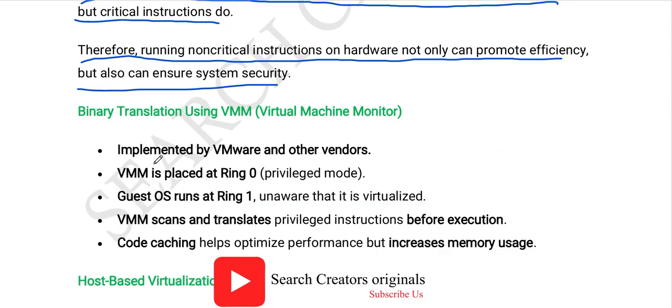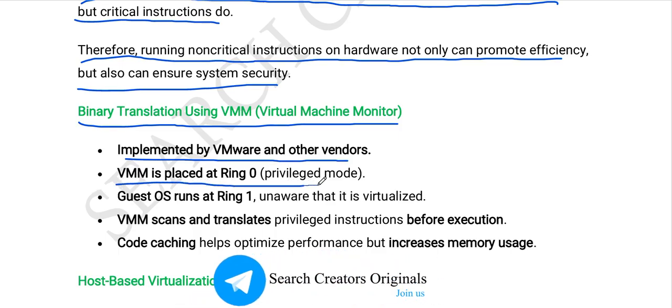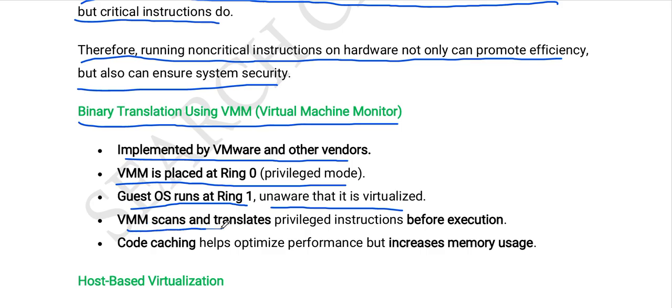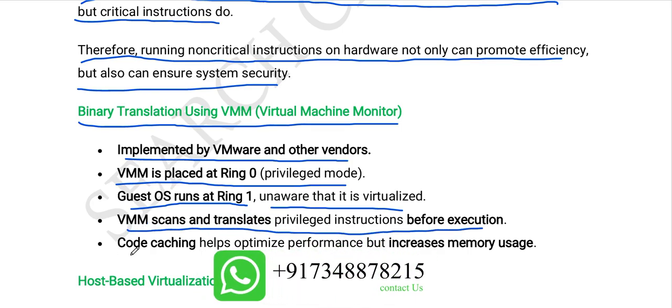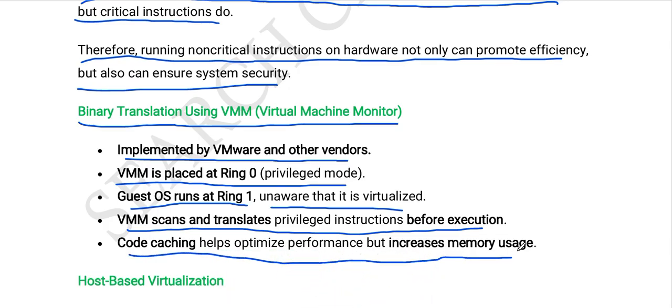Next is binary translation using the VMM, the Virtual Machine Monitor. Implemented by VMware and other vendors, the VMM is placed at ring 0, which is privileged mode. The guest operating system runs at ring 1 and is unaware that it is virtualized. The VMM scans and translates privileged instructions before execution. Code caching helps optimize performance but increases memory usage.